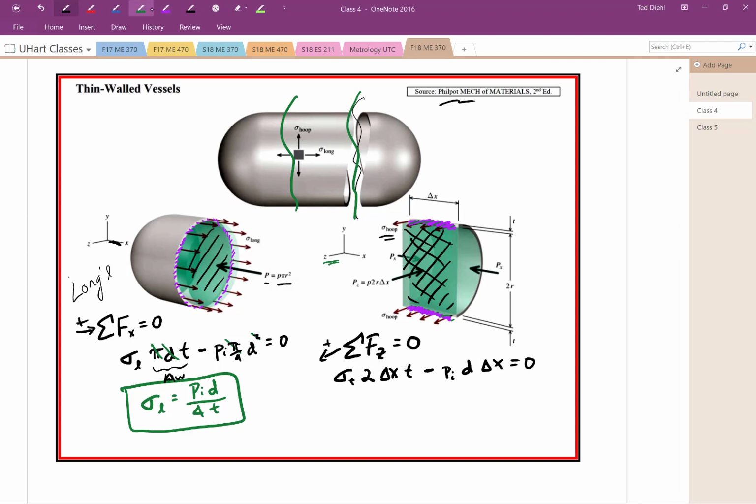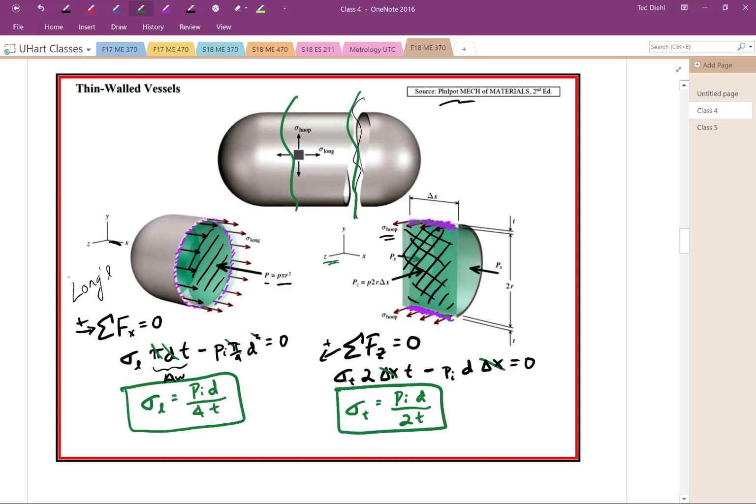Now we take a look and we can start crossing things out. We say, oh okay, delta x, that was arbitrary, so it's nice that it cancels out. And what we're left with is that tangential stress, and this is actually the average tangential stress, is going to be p_i times d divided by 2t.